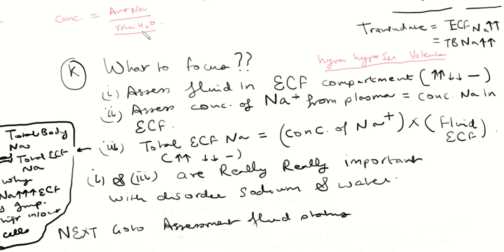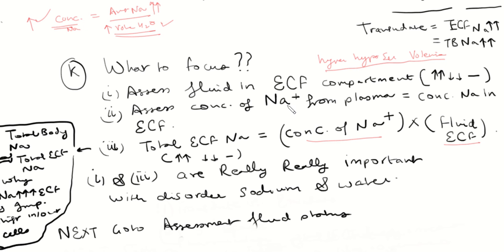So I can assess the fluid, I can assess the concentration of sodium, which is what I did with steps 1 and 2. If I have high amounts of water and high amounts of concentration, my total sodium in the extracellular space is going to be high. Concentration equals total amount divided by volume. So total sodium in the extracellular space is going to be concentration of sodium times fluid in the extracellular space.